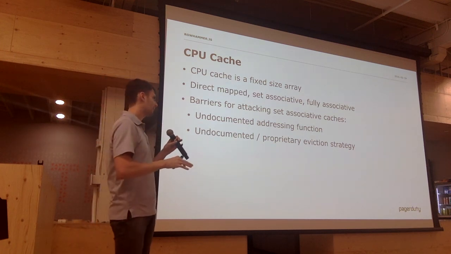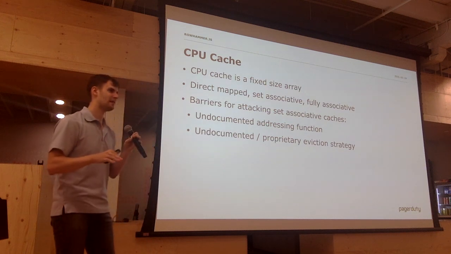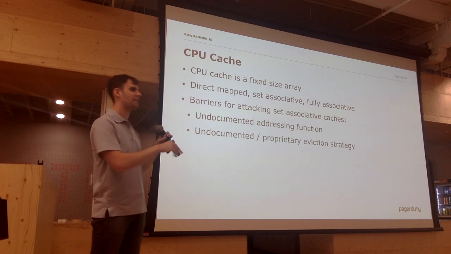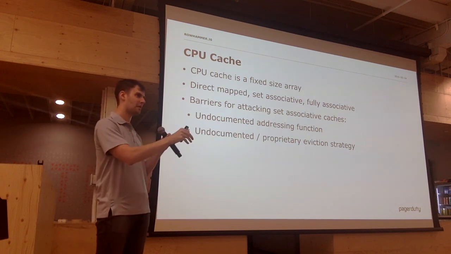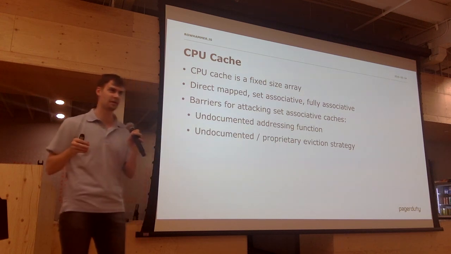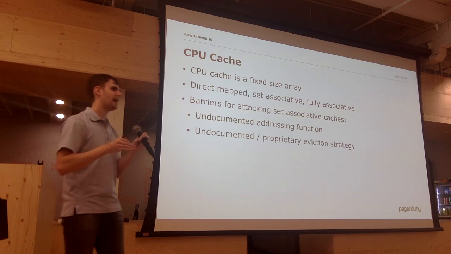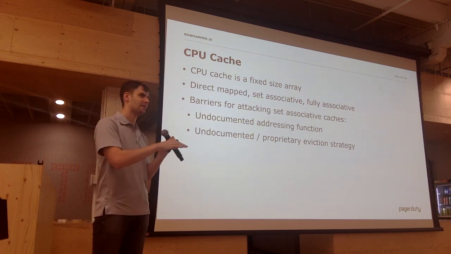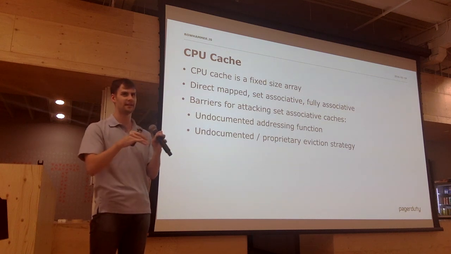The problem with doing that is that a lot of that stuff is undocumented or proprietary, so the mapping function of an address to what slots it goes into, those usually aren't documented. And even beyond that, when you have a choice of 4 slots, you can pick any one of those to evict.